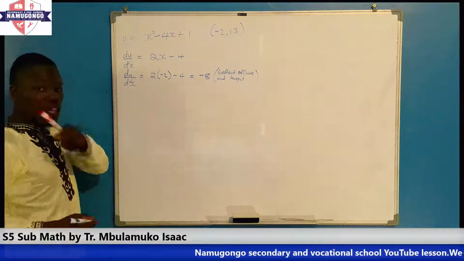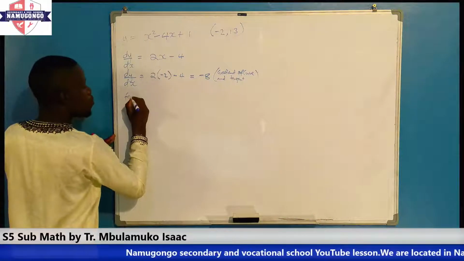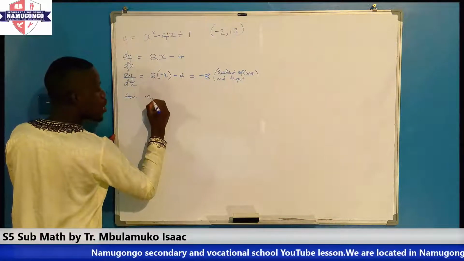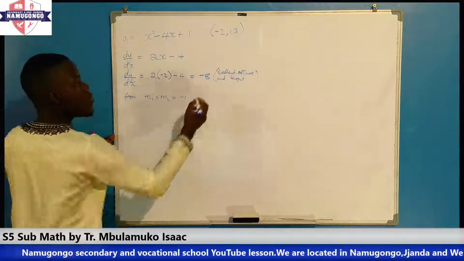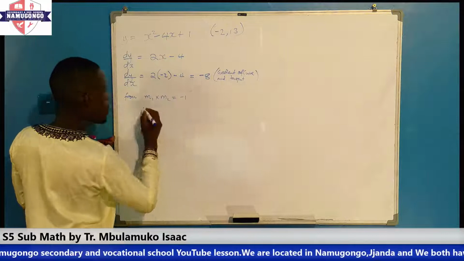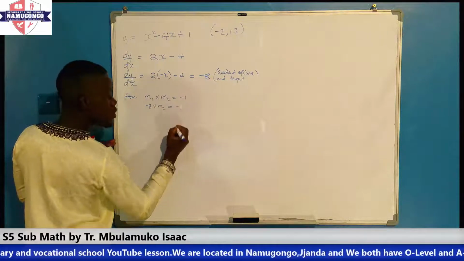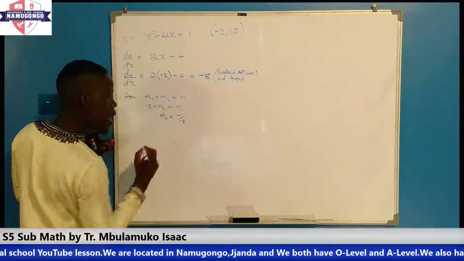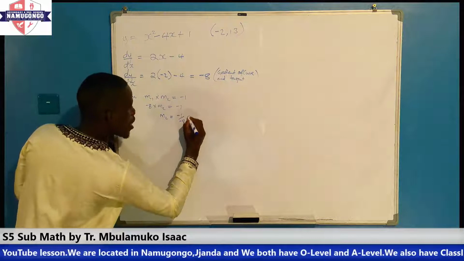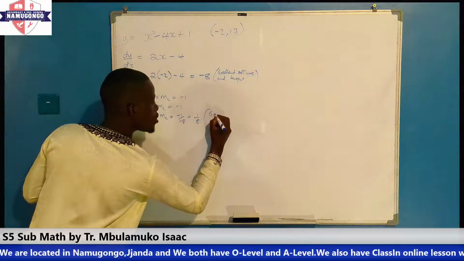Now, for us to get the gradient of the normal, we shall say that from our general equation, m1 times m2 is always equal to -1. This will serve as our m1, which is -8, times m2 is equal to negative 1. And then therefore m2 is going to be negative 1 divided by negative 8, which gives us 1 over 8.